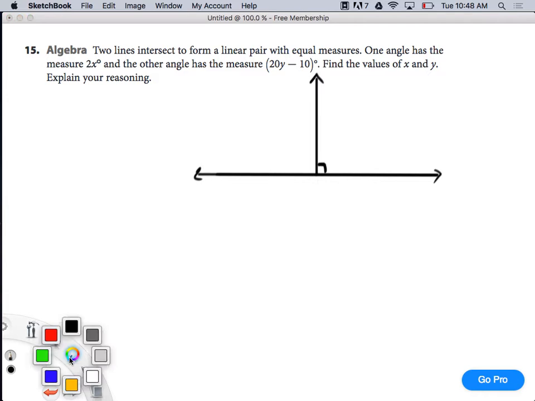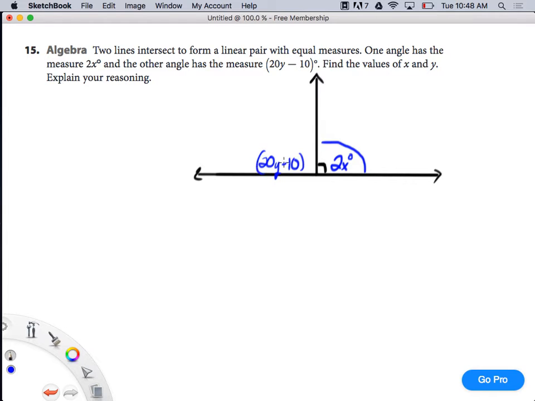And then it says to us, one angle has the measure 2x degrees. So this angle is 2x degrees. And the other has the measure 20y minus 10 degrees. Solve for x and y. So you should be able to do that now. What are the measures of both of those angles? 90. They're both 90 degrees. We know that. They have to be. So you should be able to solve for x and y now.